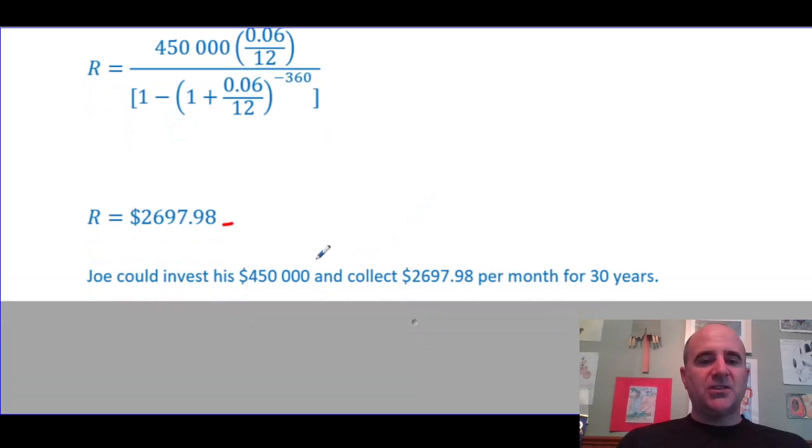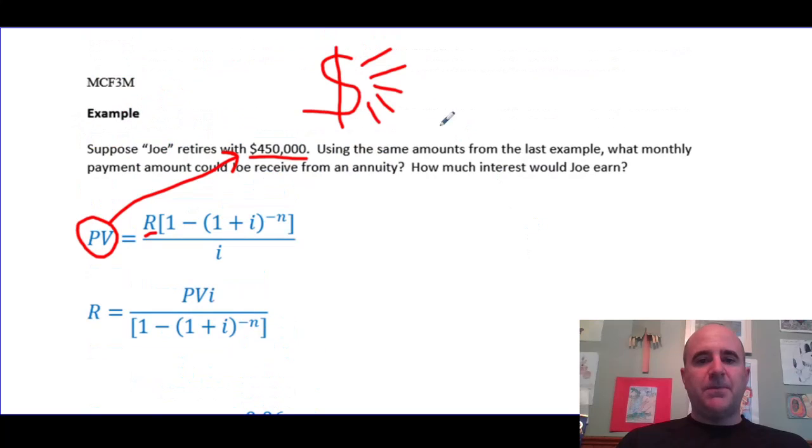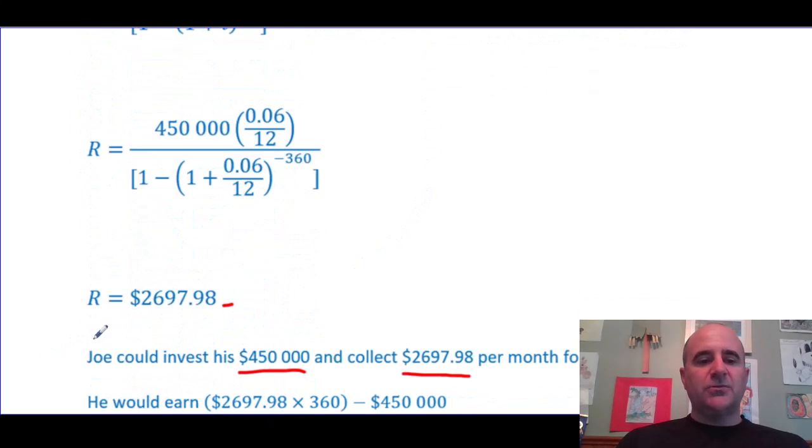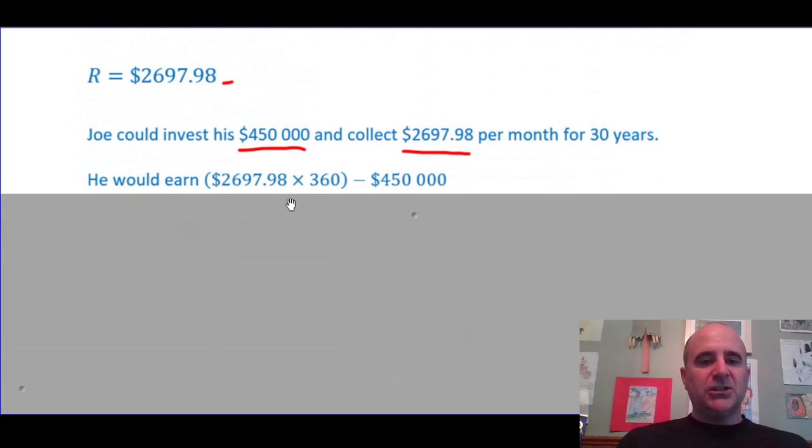And just to summarize, Joe could invest his $450,000 and collect $2,697.98 per month for 30 years. That means that the idea here is the big money, the big amount that you start your retirement with is $450,000, and then the amount that you get over 30 years, if we imagine these as like deposits, would be the $2,697.98.